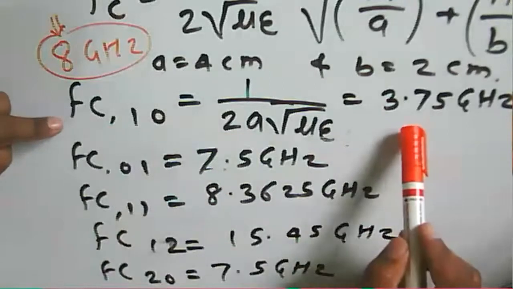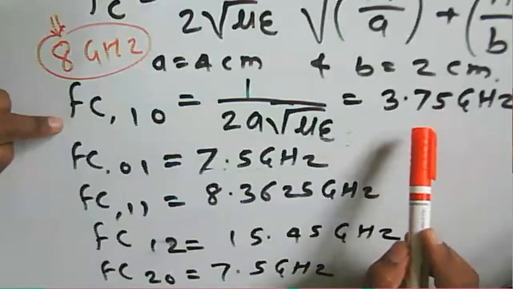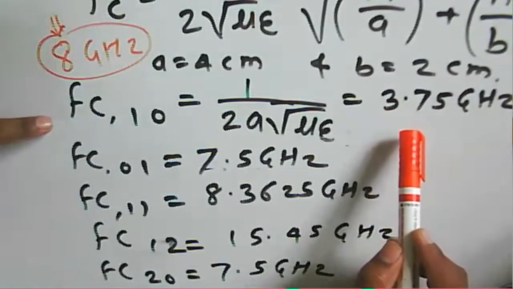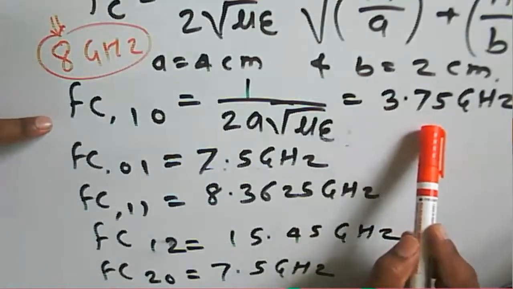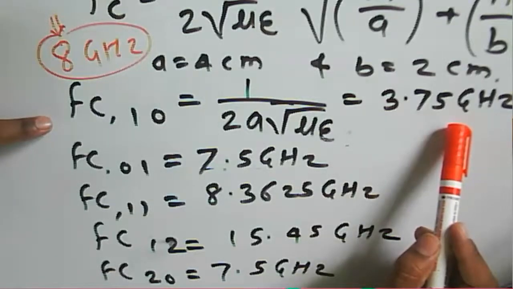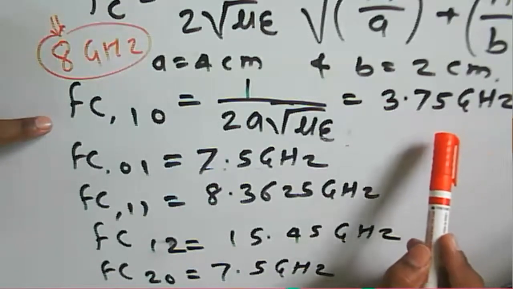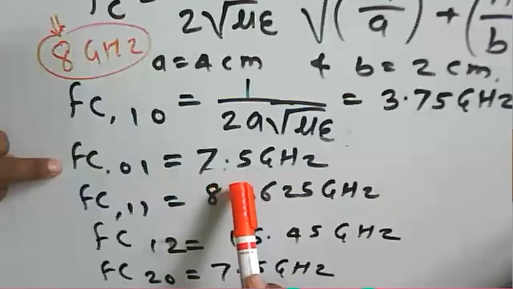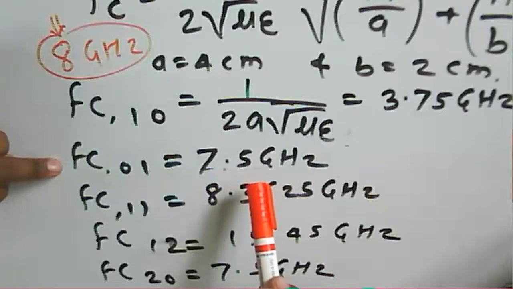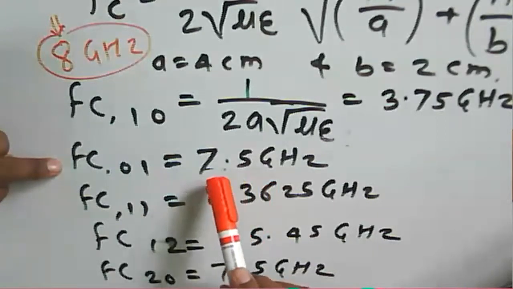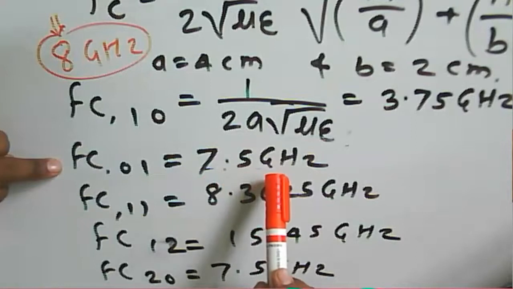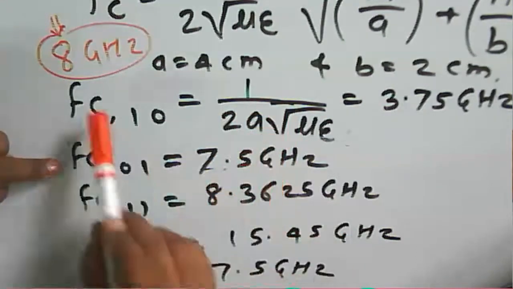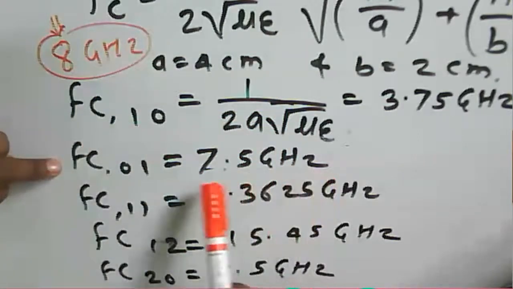Now FC is 3.75 gigahertz. For this rectangular waveguide, the lowest cutoff frequency will be 3.75. So above that, all signals will propagate, which 8 gigahertz can be. Then FC is 7.5 gigahertz. So here we can say that your waveguide will propagate from a lowest frequency of 7.5 GHz, and above that 7.5 GHz your signal will propagate. Now it is 8 GHz, so it will propagate.